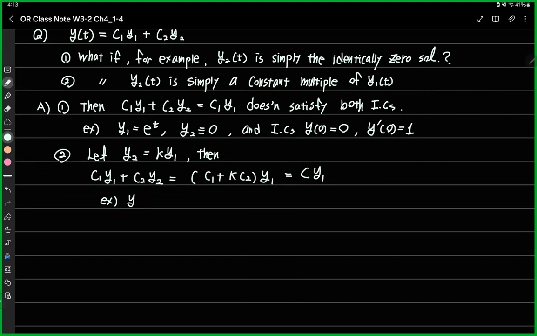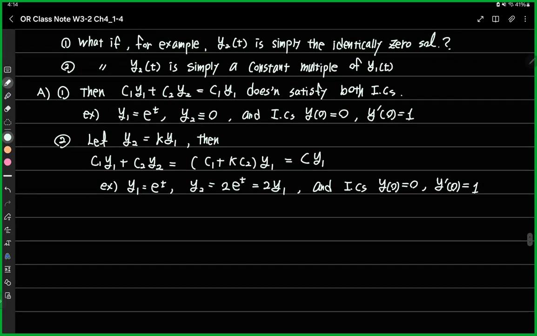Example: y1 is e to the t, right? y2 is 2 times e to the t, which means 2 times y1. And the initial condition is given as y of 0 is 0, and y prime 0 is 1. Okay, then we're going to get problems. So from there, we need the following concept.